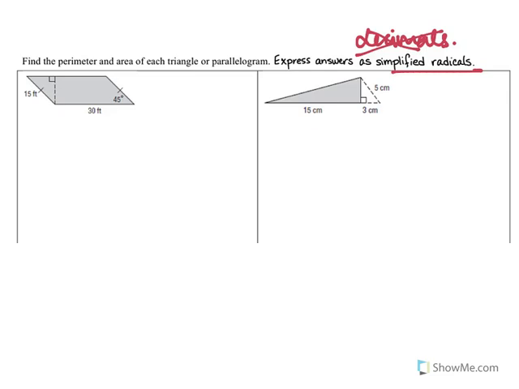Or a fraction. I like fractions, we know that. Okay, so perimeter and area. Since there are 2 things to find, it kind of doesn't matter which order you find them in. So in my first shape, it's a parallelogram.